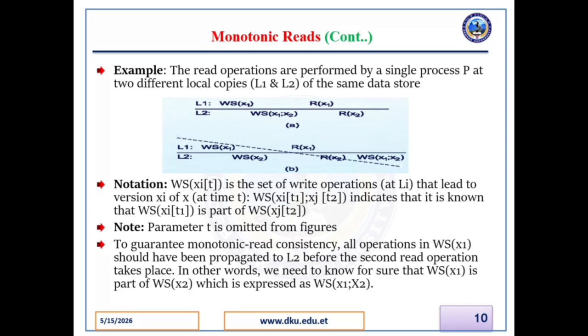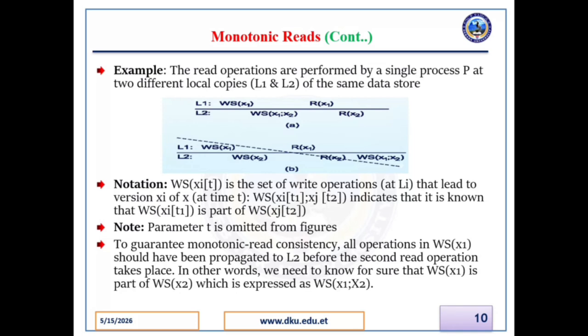So here, see these images A and B. The read operations are performed by a single process P at two different local copies, L1 and L2, of the same data store. As you see, there are local copies L1 and L2 in both pictures A and B, but the order of operations is different. As a result, the monotonic read consistency in A is correct, but the monotonic read in B is false.